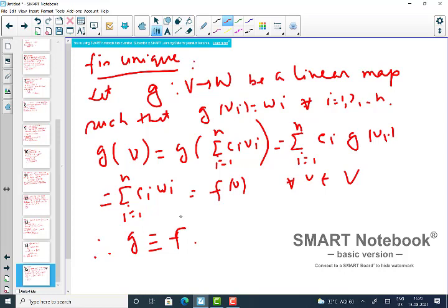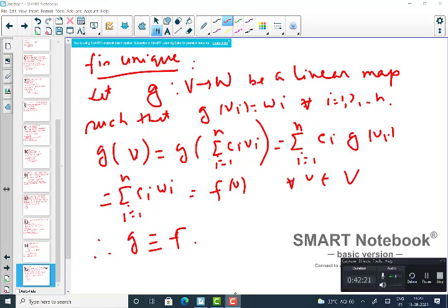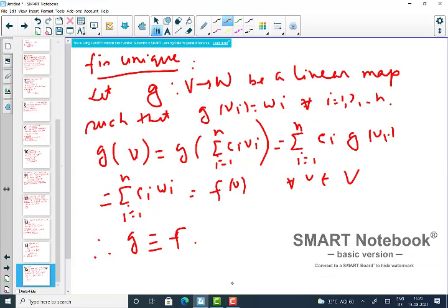Now what would be the natural corollary? The natural corollary is that if you have two linear maps which are equal on the basis elements, then they are equal. So what will be the corollary?